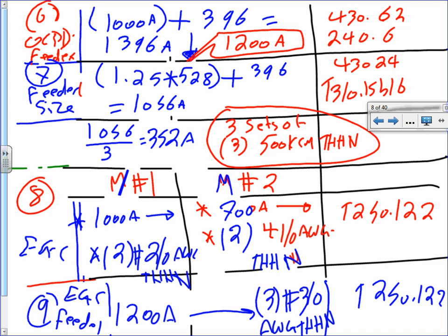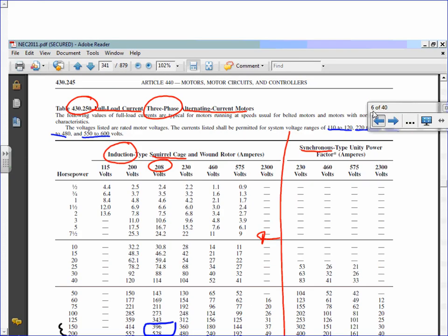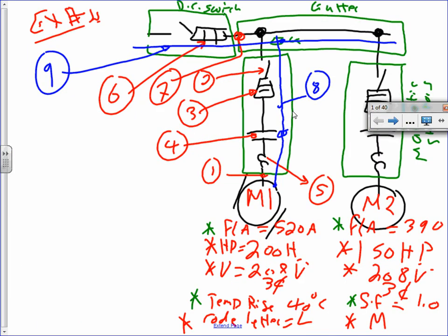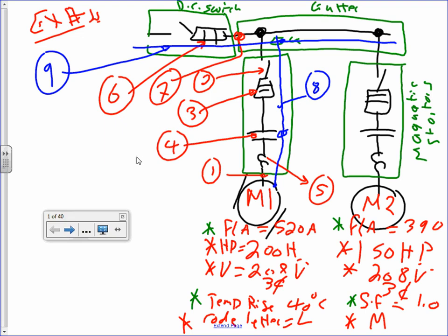This is the equipment grounding conductor feeding the gutter. See where we put it right here. Okay, this is that one right here. Do you see that one? That's coming all the way and tabbing from it. That comes inside the disconnect, inside the gutter, right? Because you need to ground the gutter.